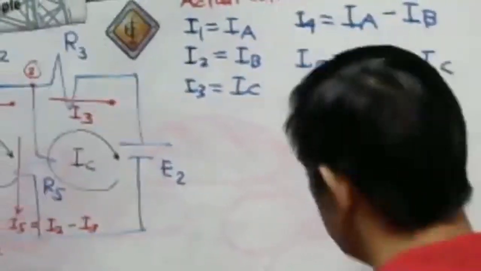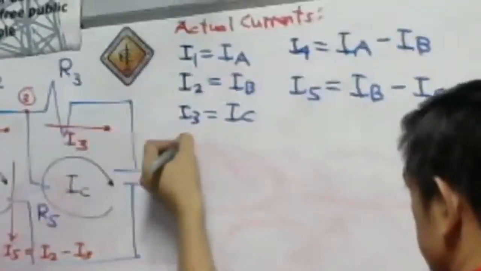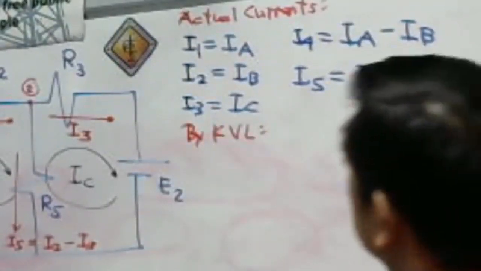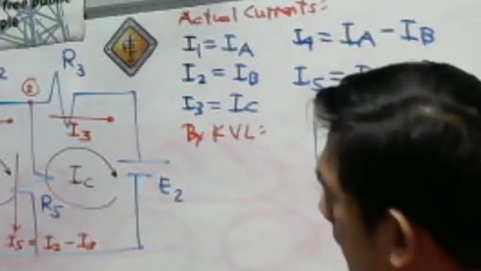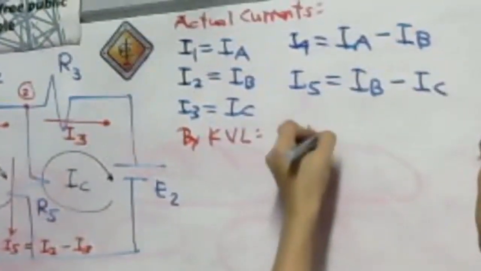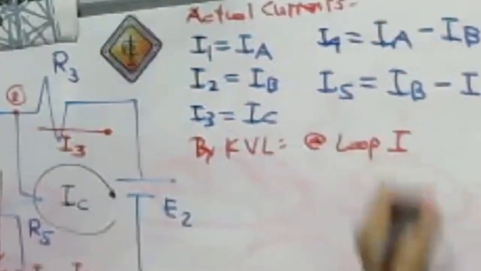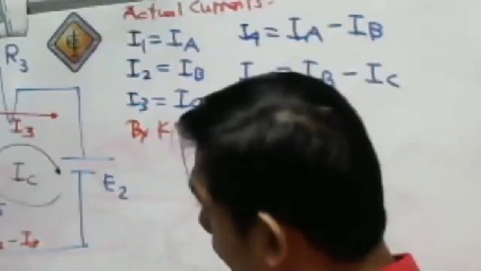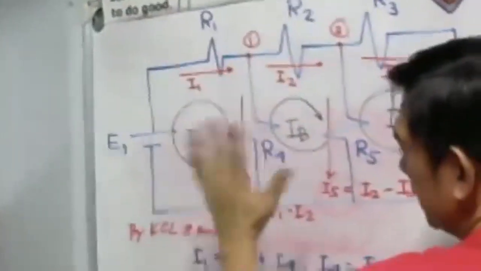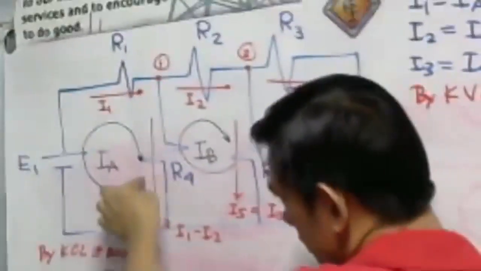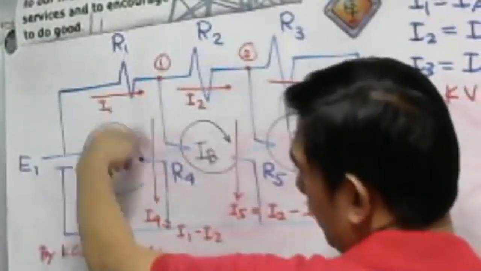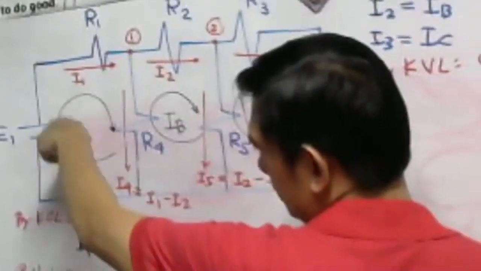Now, let us have Kirchhoff's voltage law. Take a look here. Let's say at loop 1, Kirchhoff's voltage law at loop 1. Let us treat, for the meantime, our IA as our circuit tracing, just like what we have discussed before in Kirchhoff's law.